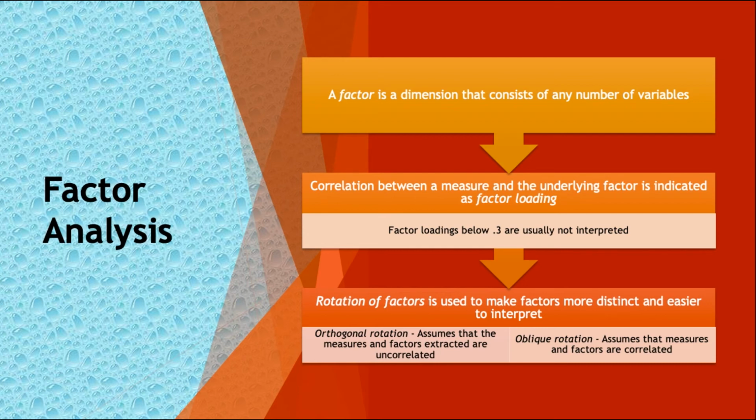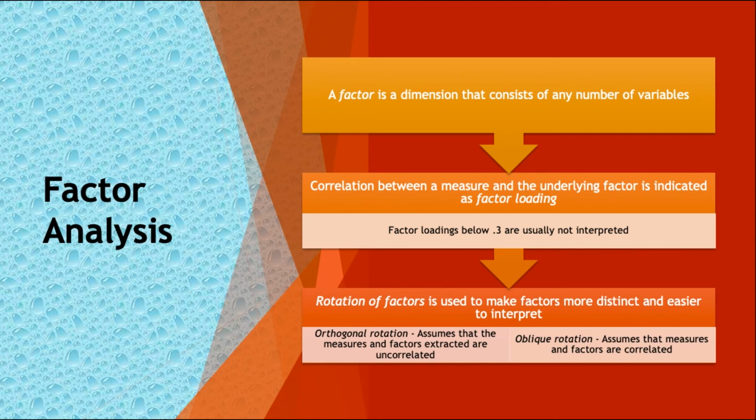Rotation of factors. After you have obtained your factor loadings, you must interpret them. The factor loadings computed initially are often difficult to interpret because they are somewhat ambiguous. Factor rotation is used to make factors distinct by maximizing high correlation and minimizing low correlation. Rotated factors will include more distinct clusters of factor loadings than unrotated factors and are thus easier to interpret. So the two types of rotation are orthogonal rotation and oblique rotation.